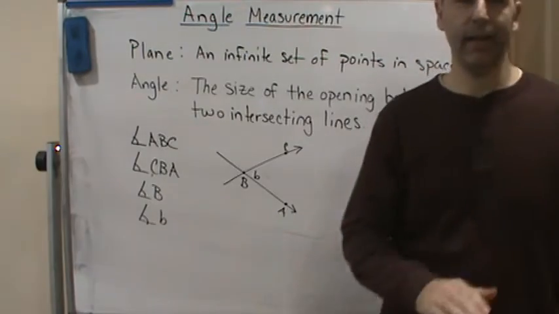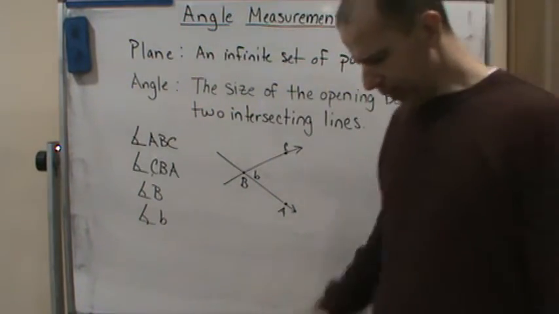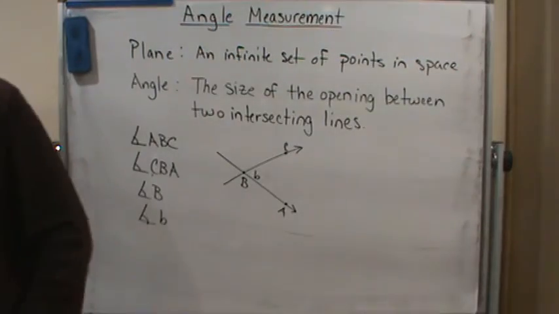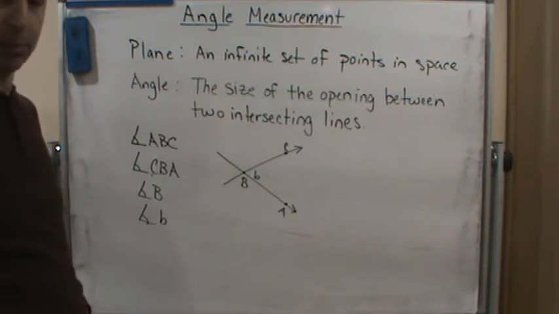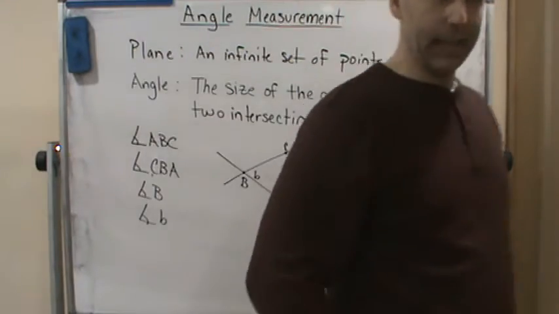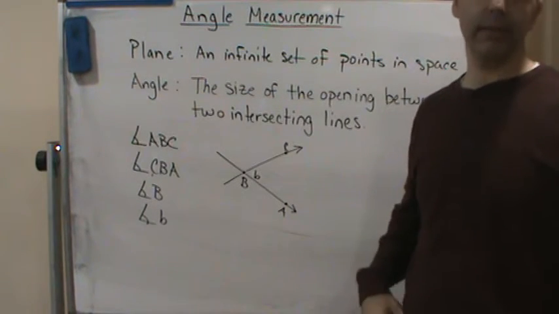Okay, welcome back, and we are going to start talking about angle measurements. I'm going to bring up a few definitions before we get into some examples, but the definition that we want to make sure we understand is a plane. A plane is a collection of an infinite number of points. It's an infinite set of points.